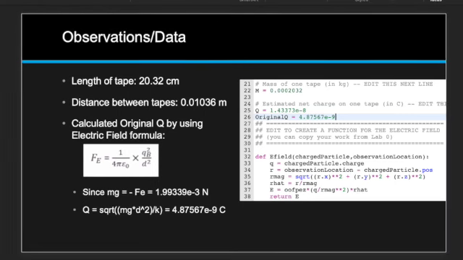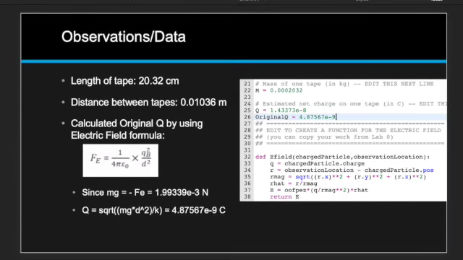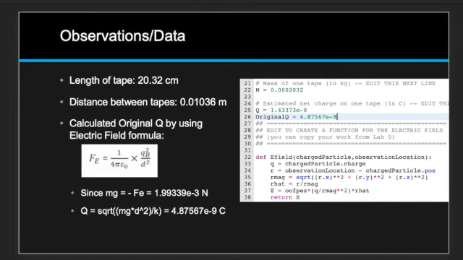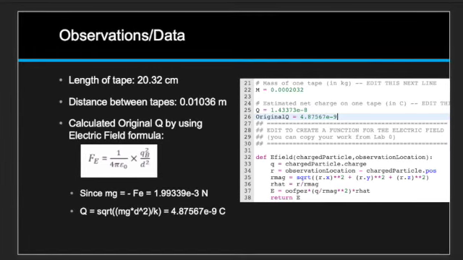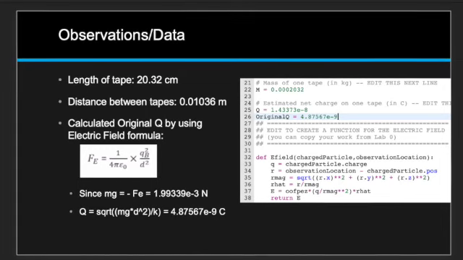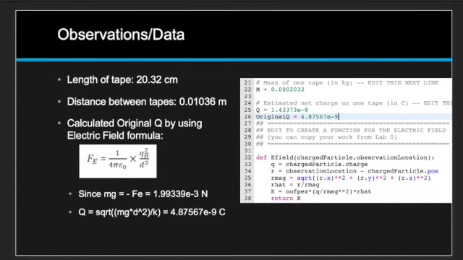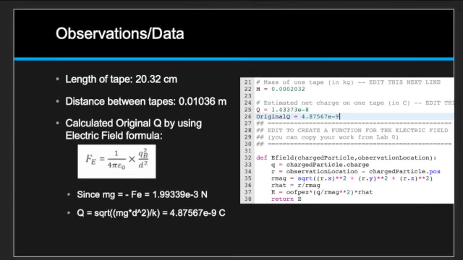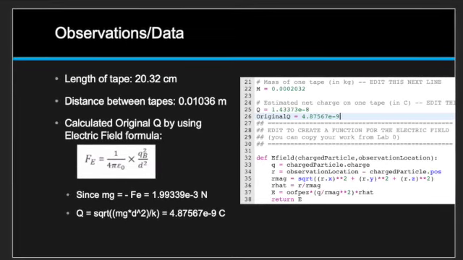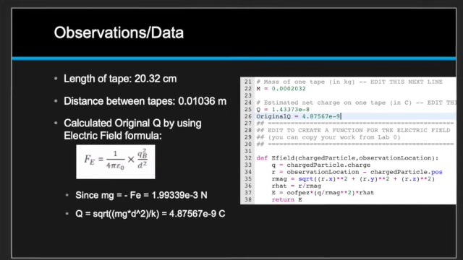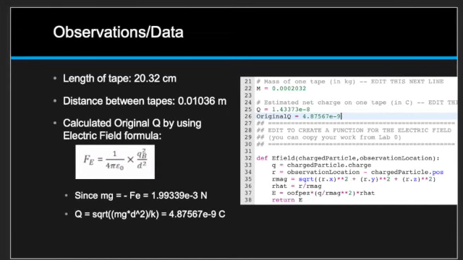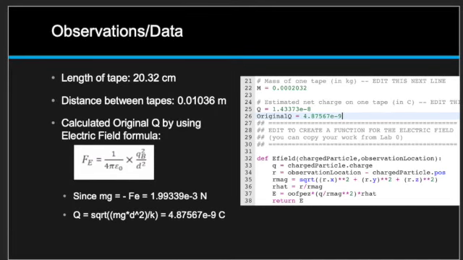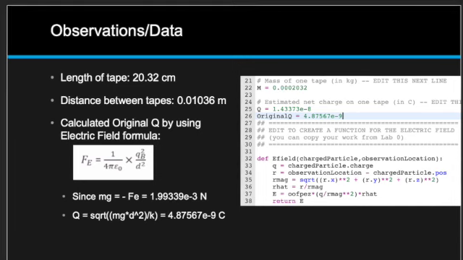And then to calculate the original charge, which we already have from Lab 1, just to reiterate, we found the force of the electric field using mass times gravity, and then we set that equal to the force of the electric field equals K times Q squared over D squared, and then we solved for Q, which is the square root of mg times D squared all over K, and we got 4.87567 times 10 to the negative 9th coulombs.